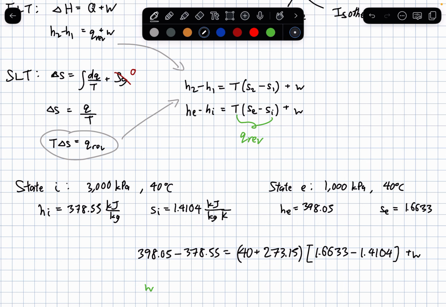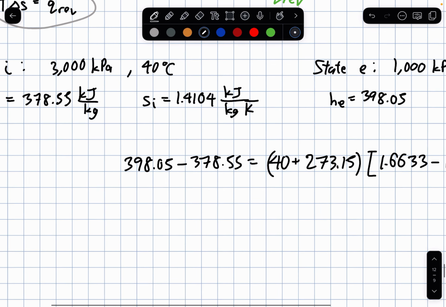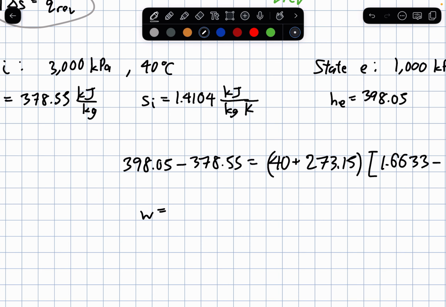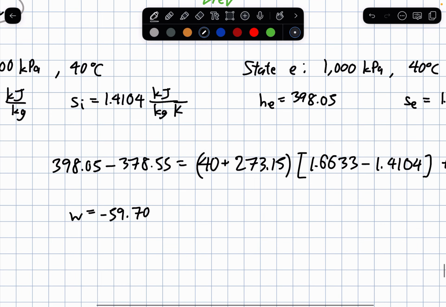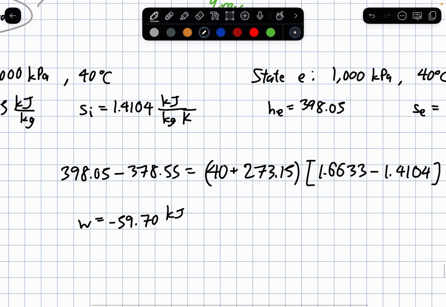Our work is a negative value. That means work input. Yeah, input. Sorry, output. Work output. I made a mistake. It's 59.70. What's the unit? Kilojoule per kilogram. Specific work. That's what we're looking for.